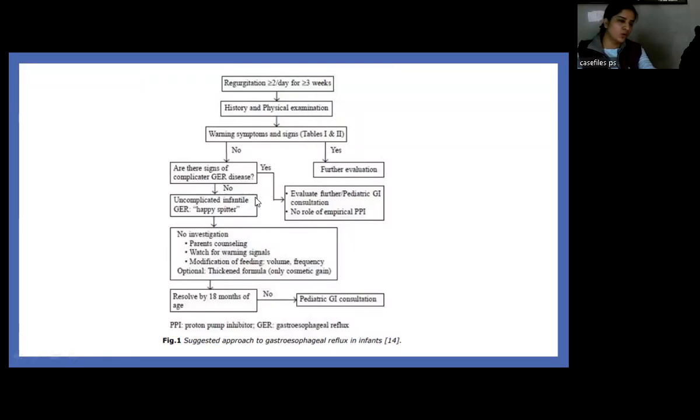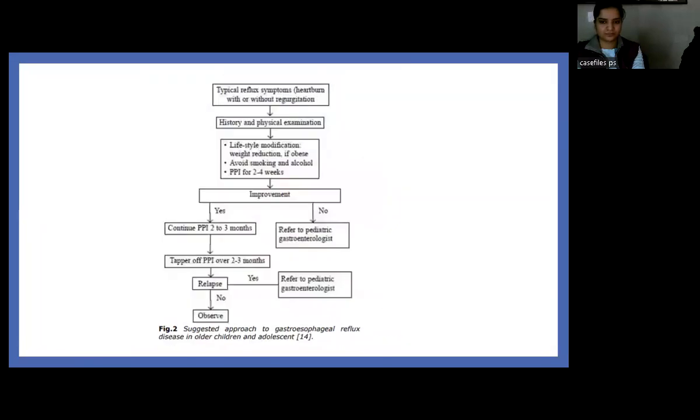If there are no complicated signs of GER and only physiological GER is there, then these children are labeled as happy spitters. Then no investigations are needed further, and parental counseling is to be done. Any warning signals have to be watched for, and modifications can be done in the form of frequent and low volume feeds. Optionally, formula feed can be thickened. Usually symptoms resolve by 18 months of age. If it does not get resolved, then further evaluation has to be done.